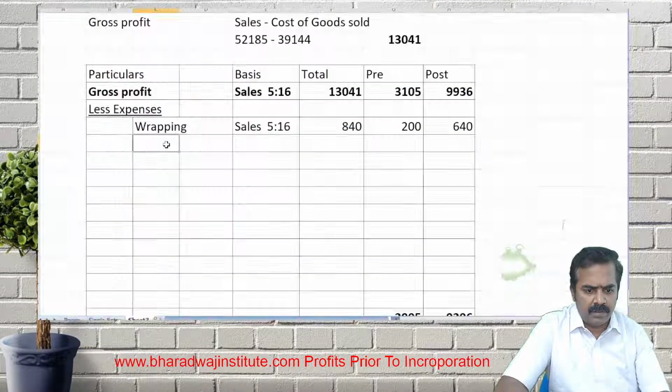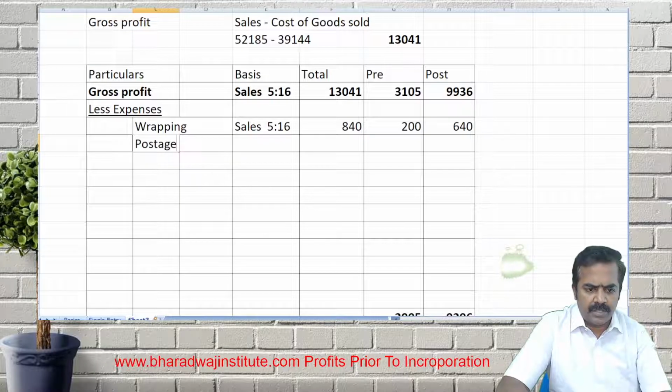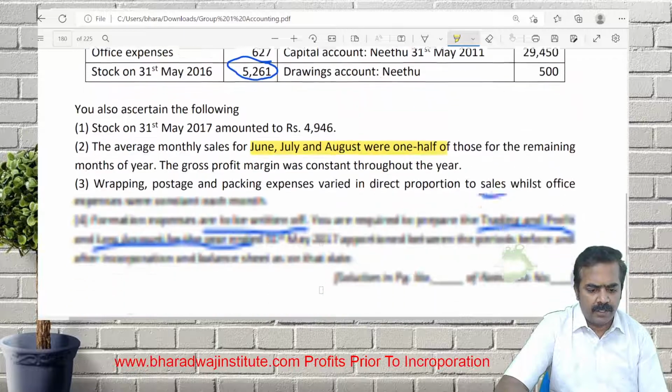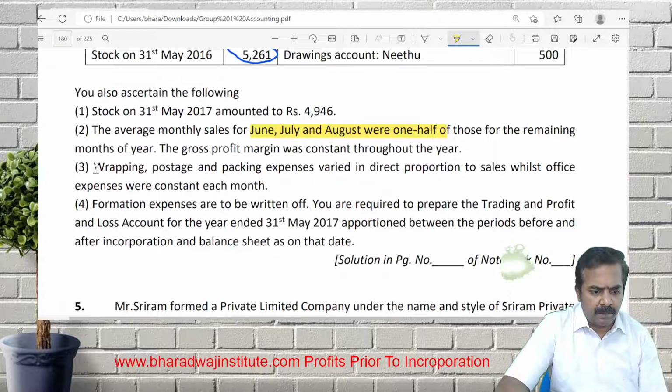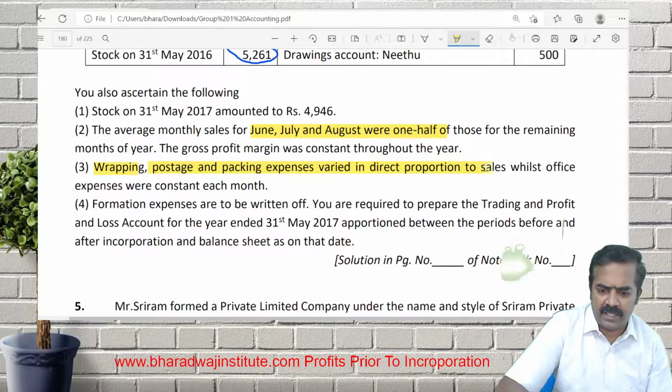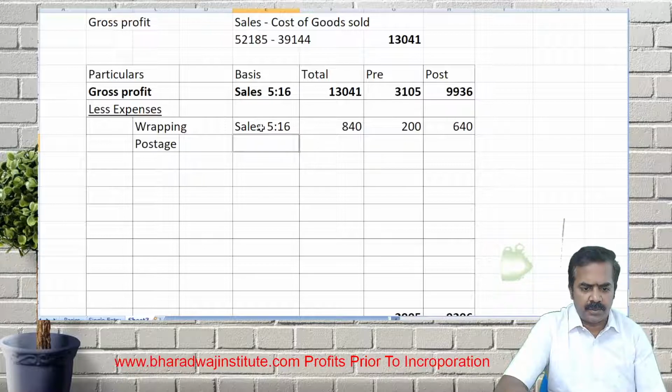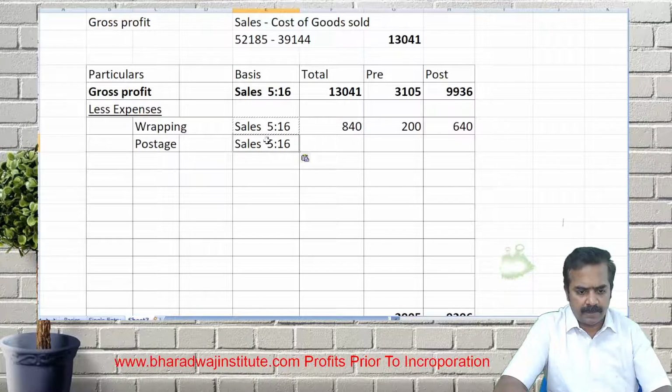What is the next one? Postage. Generally we go for time ratio, but they have mentioned it. What did they say? Wrapping, postage also. Postage and packing expenses vary with sales. So even postage is on the sales ratio. How much? 441.